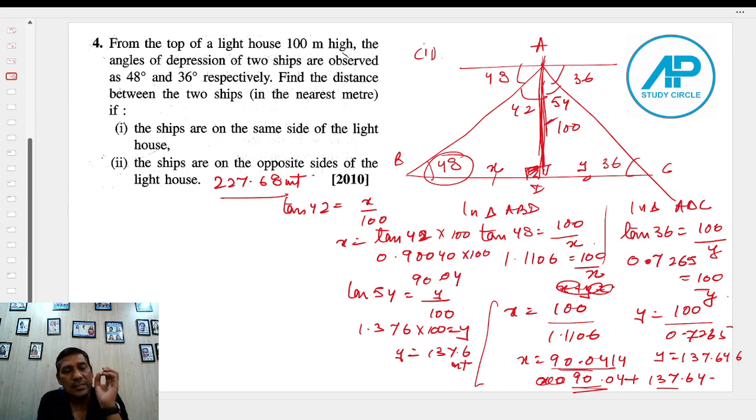27.68. Now this saves you from dividing a whole lot of decimal numbers, and this might save your time also. Only if you understand and you can do it, then try this one.